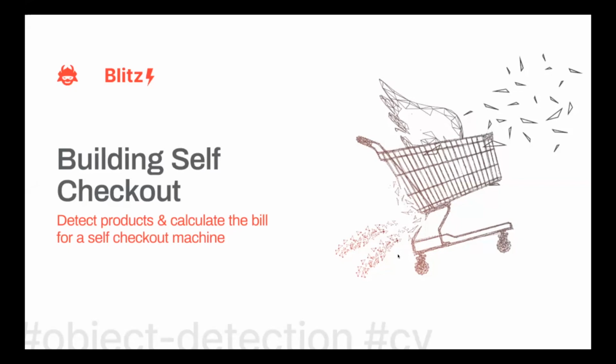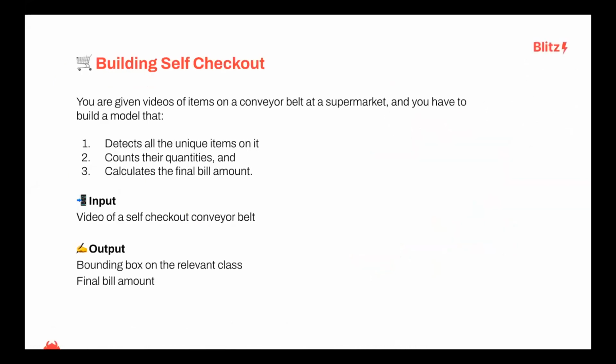Otherwise, I'll move on to the new puzzle that has just gone live. So the latest puzzle is about building a self-checkout. I'm assuming we all know about the Amazon Go stores where you just pick up whatever you want and then you leave, and you're charged for those items accordingly. This is a slightly different version of it where you have certain food items on a conveyor belt at a supermarket, and you're given a video of items on the conveyor belt. What you have to do is, with one set of input, the video input, detect all the unique items on the belt, count their quantities, and calculate the final bill amount.